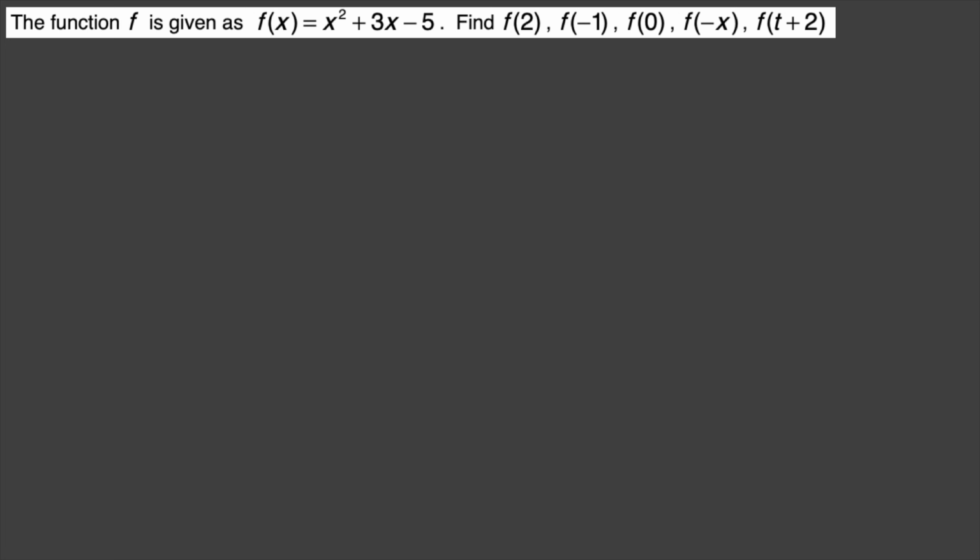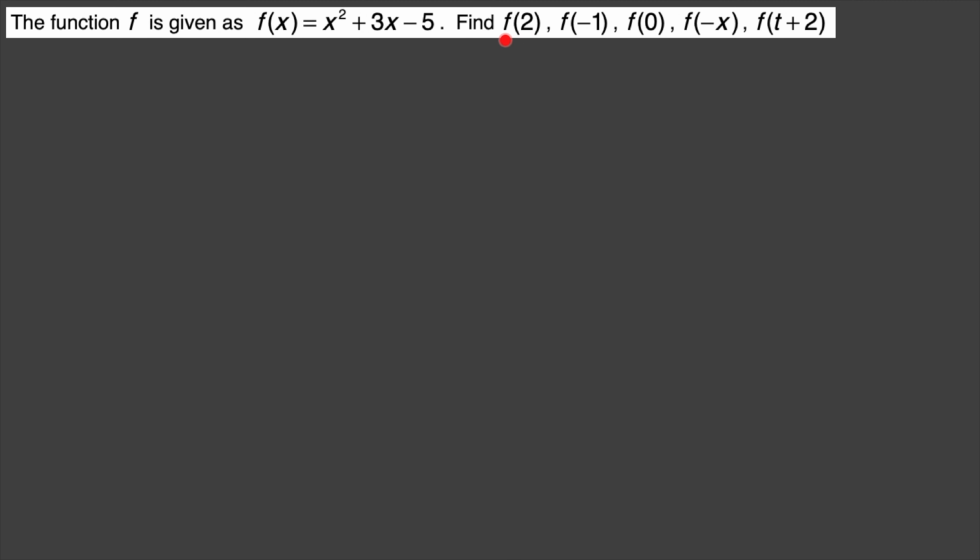Hey Kooks! This question says, the function f is given as f of x equals x squared plus 3x minus 5. Find f of 2, f of negative 1, f of 0, f of negative x, and f of t plus 2. So let's start by finding f of 2.